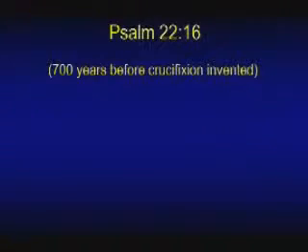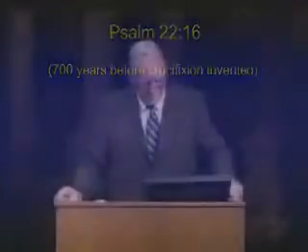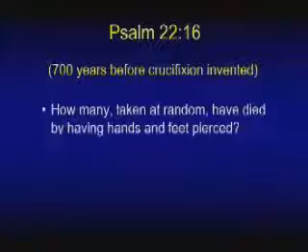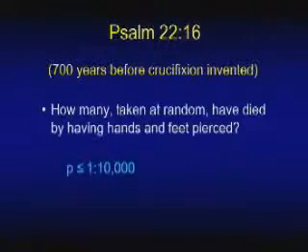Now, what makes this remarkable, this was written 700 years before crucifixion was invented. The official form of capital punishment in Israel was stoning. But here in their scriptures, the Messiah is to be crucified. It was invented by the Persians, widely adopted by the Romans. How many people, taken at random, in the last 2,000 years, have died by having their hands and feet pierced? There were many thousands, of course. But if I say less than 1 in 10,000 of the entire population, I'm being generous. Okay?